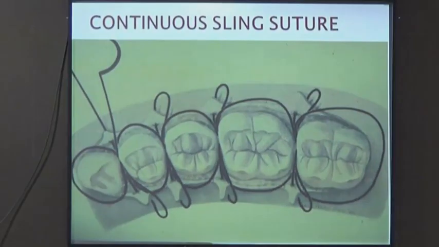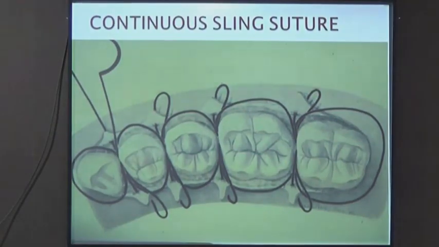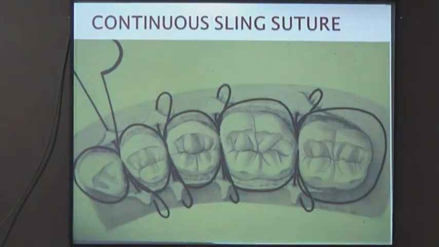See, this is a continuous sling. You remember, sling means the suture around the tooth. So in the interrupted sling, what happened is we put the suture on only one side of the tooth, whereas here, look, both sides are covered. Okay, this is the continuous sling suture.